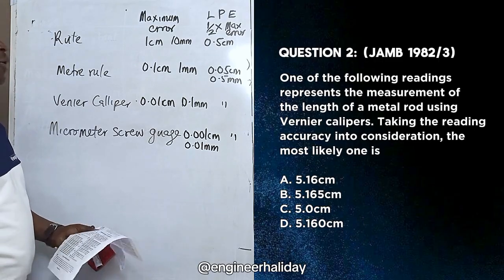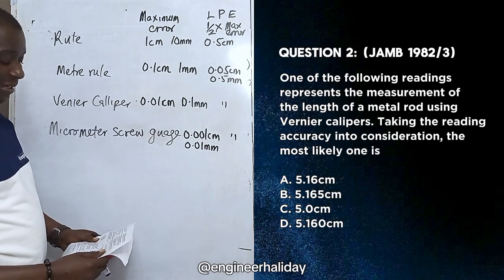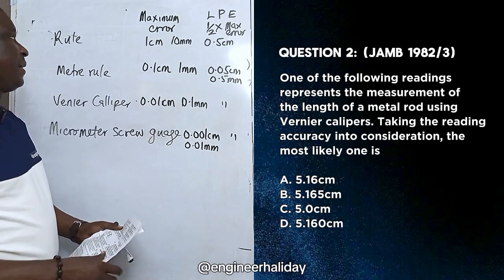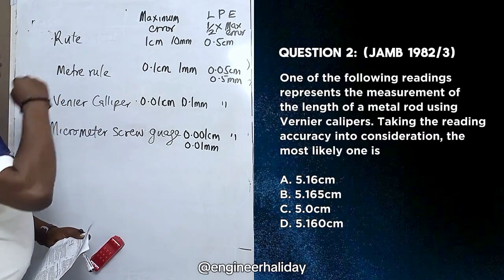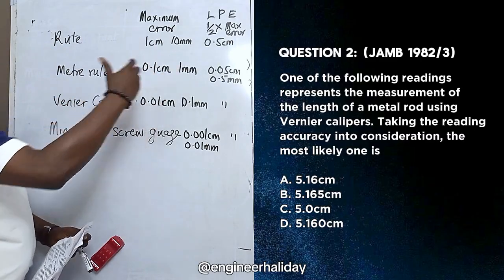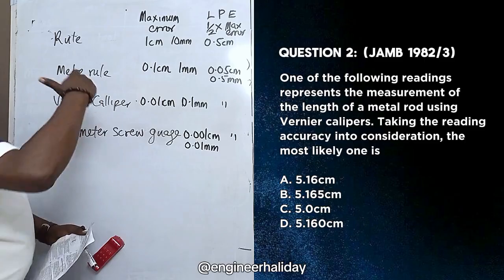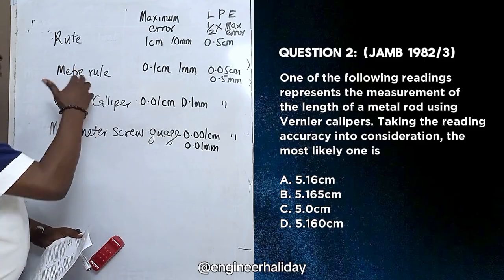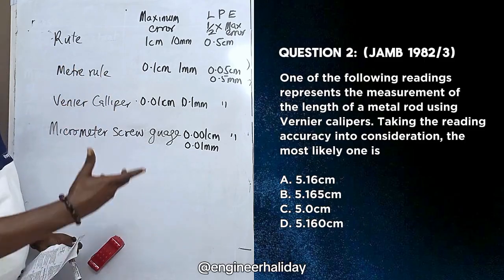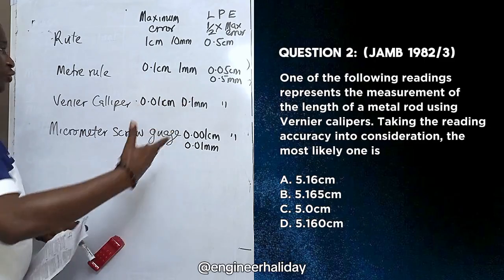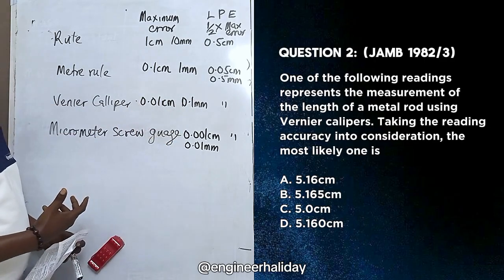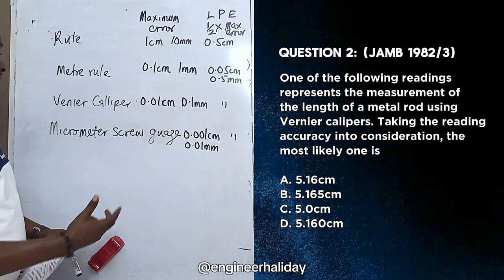So in our analysis, basically, we should be able to understand this. Now, the tape rule is used to measure long distance objects like the length of a field. Sometimes we call it tape rule. The meter rule is used to measure laboratory equipment, maybe a short distance, like the length of a thread used in performing a simple pendulum experiment.